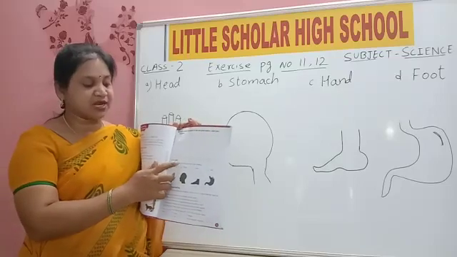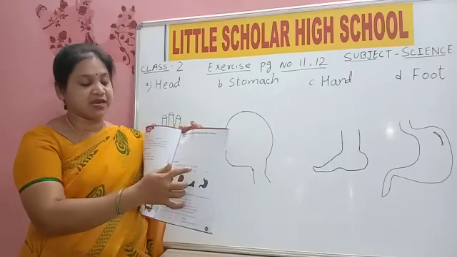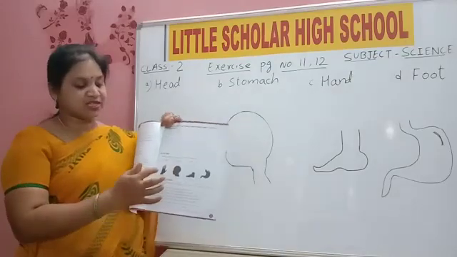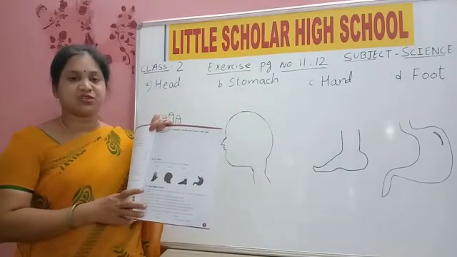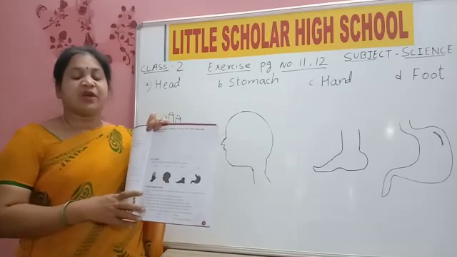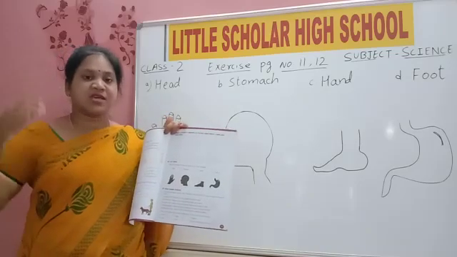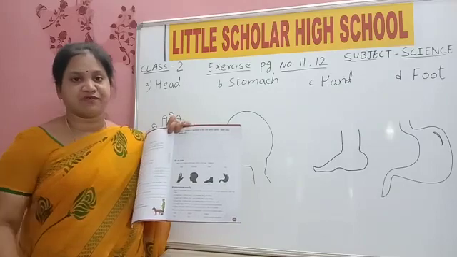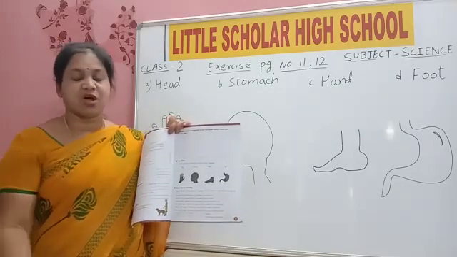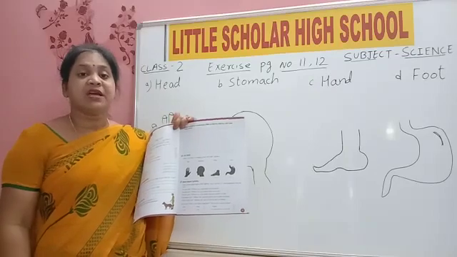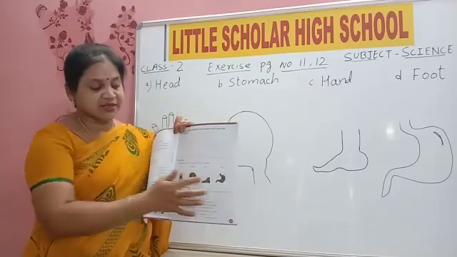Life skill: match the names of the body parts with their shapes. These are shadows. Shadows will be black in color. You know shadow, children? Yes, when the light is at the back of us, our shadow will fall in front of us. How will the shadow be? The shadow will be black in color. So these are the shadows.